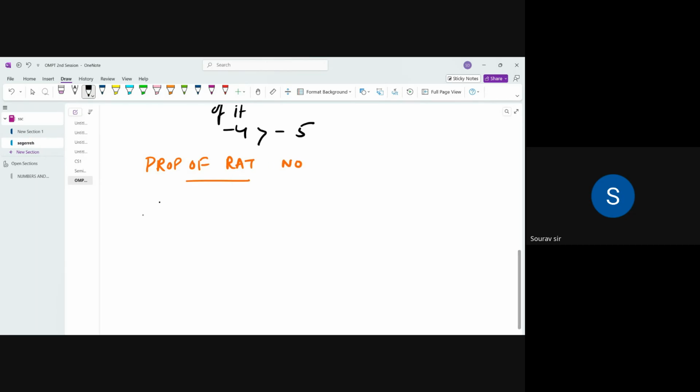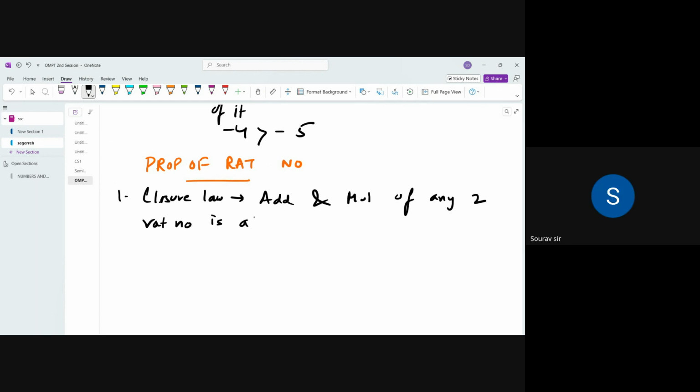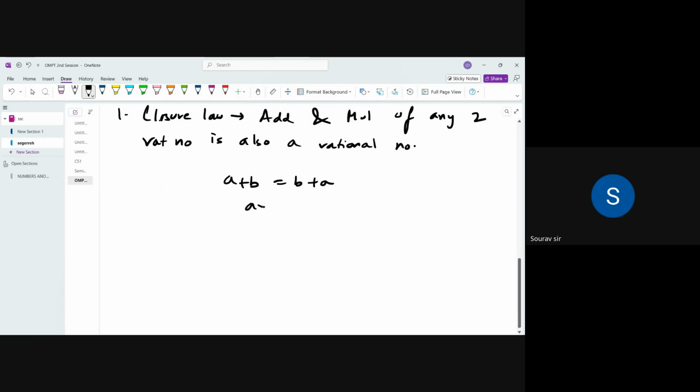So now next, closure law. What is a closure law? Addition and multiplication of any two rational numbers is also a rational number. Like a plus b is equal to b plus a, or a into b will be equal to b into a. Correct.